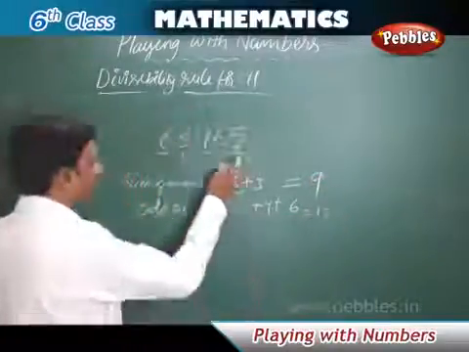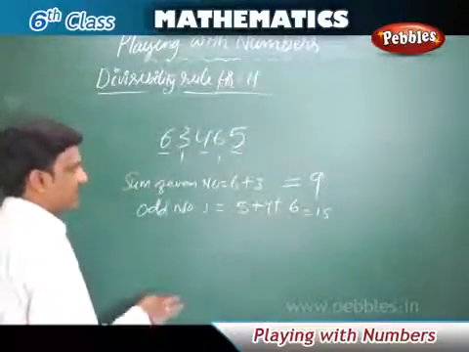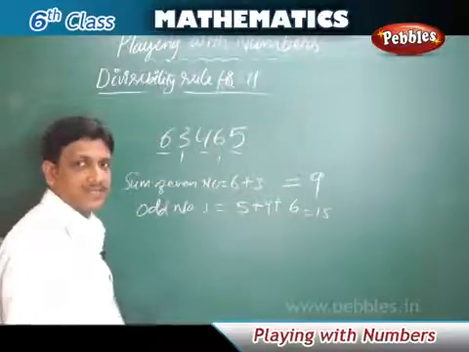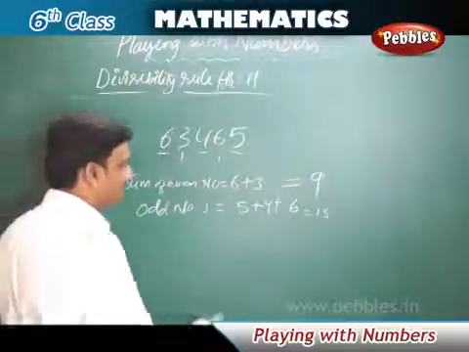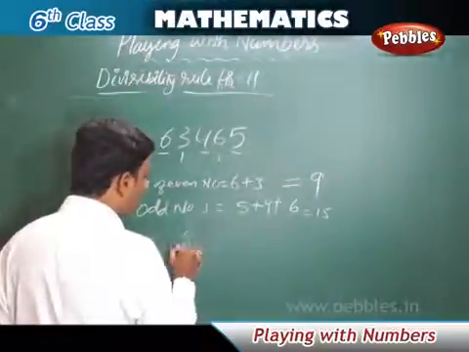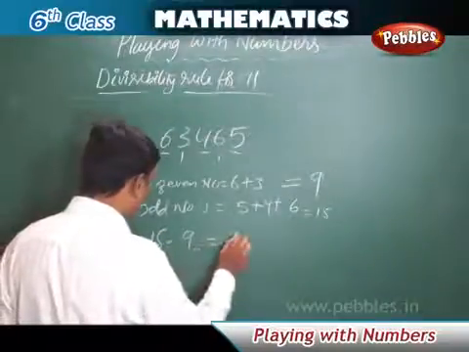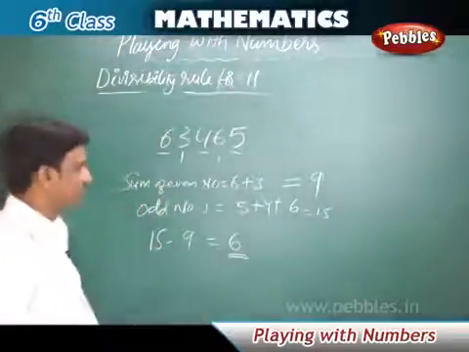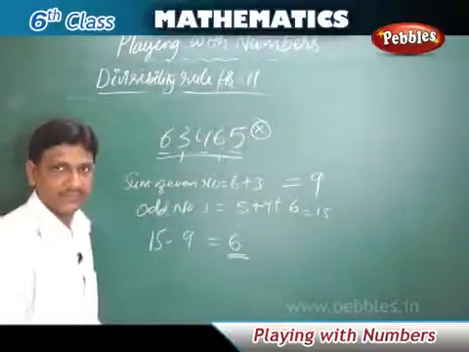Now we have the sum of even numbers and odd numbers. So what is the rule? The difference between the sum of even numbers and odd numbers should be 0. Then it is divisible by 11. Otherwise, it is not divisible by 11. So here 9 and 15. What is the difference? 15 minus 9 is equal to 6. So it is not divisible by 11. So this number is not divisible by 11.